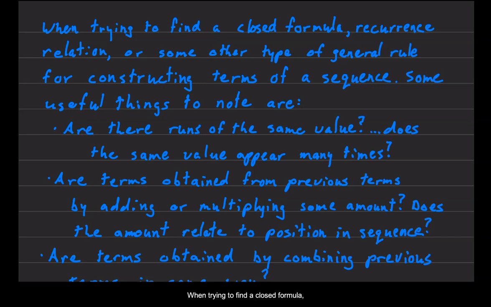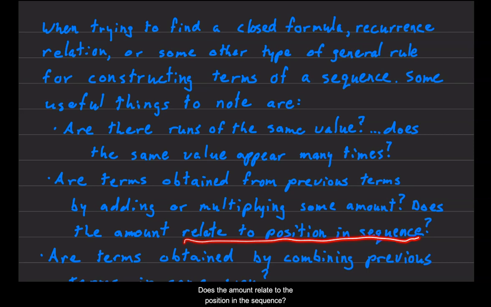When trying to find a closed formula, recurrence relation, or some other type of general rule for constructing terms of a sequence, some useful things to note are: Are there runs of the same value? Does the same value appear many times? Are terms obtained from previous terms by adding or multiplying some amount? Does the amount relate to the position in the sequence?